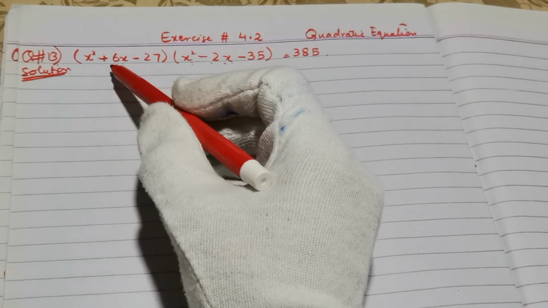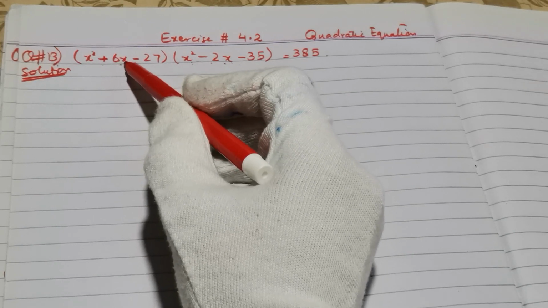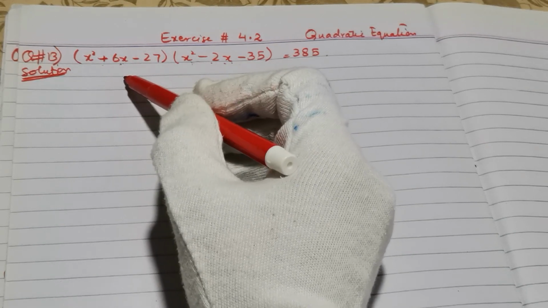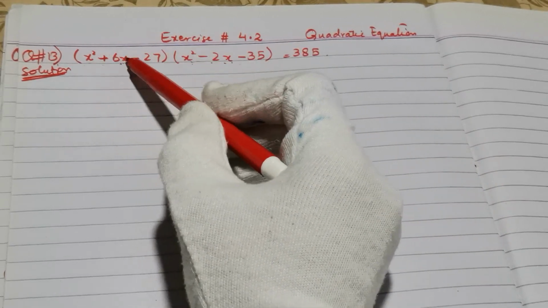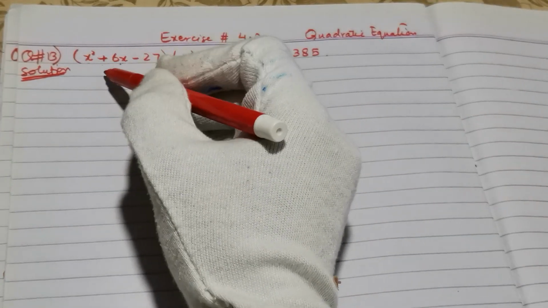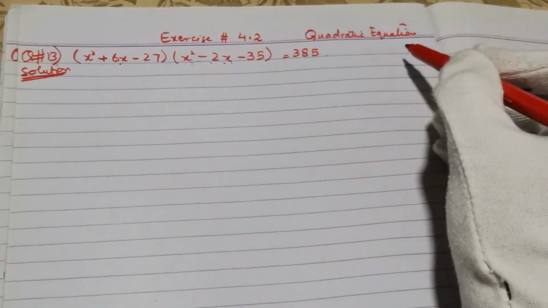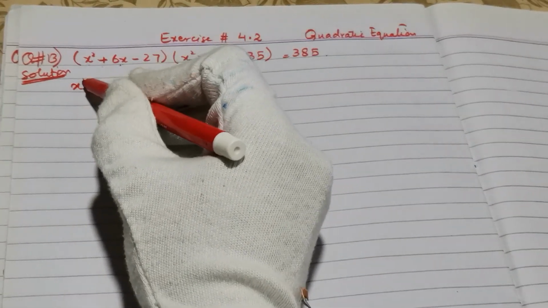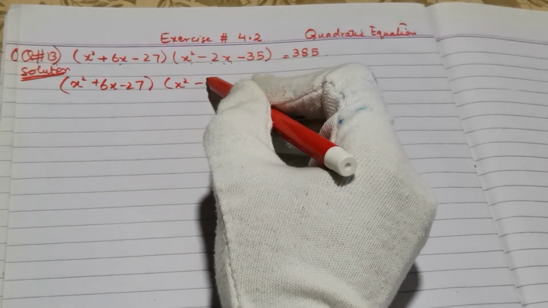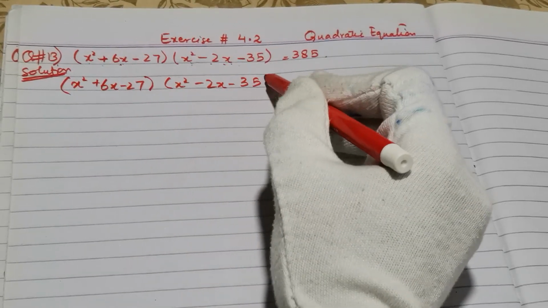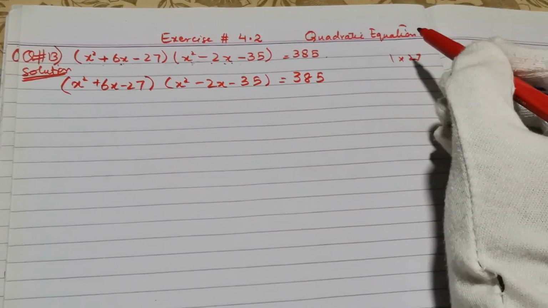So first of all, we will break the middle term. After breaking the middle term, we have pairs, and the pairs give us the same terms. So first of all, we will factorize x square plus 6x minus 27 and x square minus 2x minus 35 is equal to 385. First, we'll find the factors of 27.